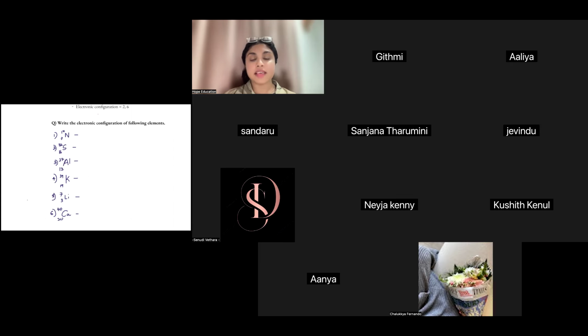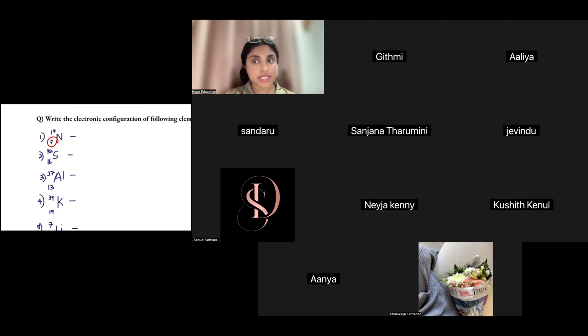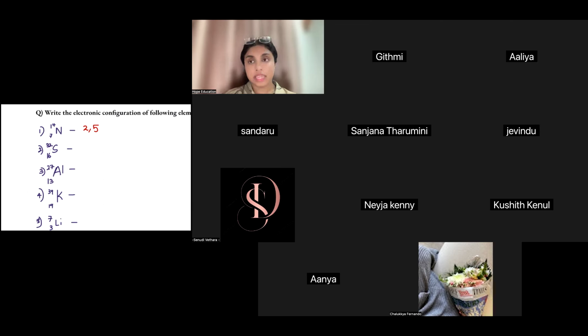Nitrogen's atomic number is 7. That means the number of protons is 7, and the number of electrons is also 7. First energy level takes 2, so 5 is remaining. I put the 5 in the second energy level. Sulfur's atomic number is 16, so protons 16, and electrons also 16. First energy level takes 2, 14 remaining. Second energy level takes 8, 6 remaining. That 6 I will put in the third energy level.